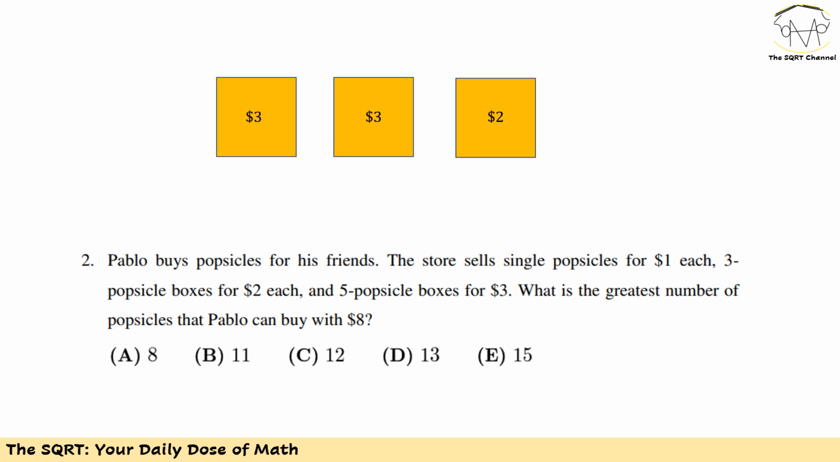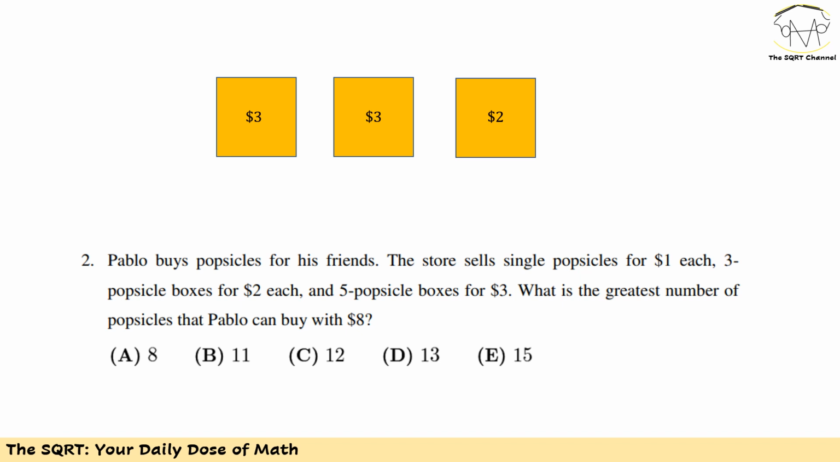To solve this problem, I'm going to understand what is the minimum money that I need to pay to get just one single popsicle. Obviously, if I go with a box of 5 popsicles, I'm going to pay the least. So since I have $8, I'm going to get 2 boxes, which results in 10 popsicles.